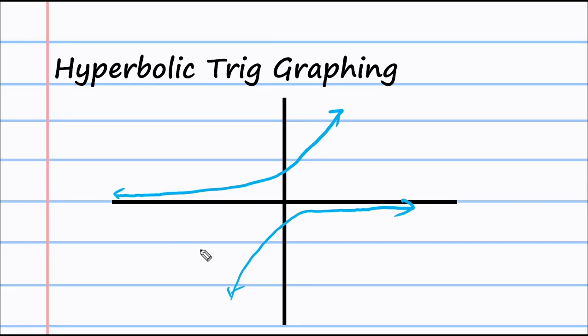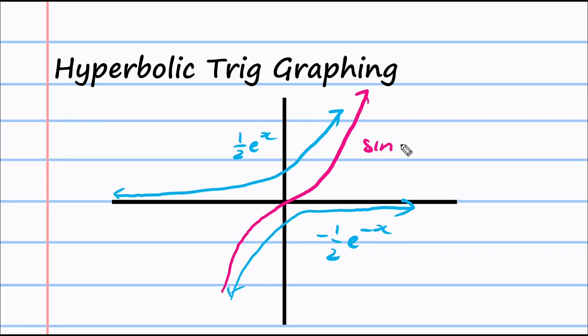All right, so as you can see here, I've drawn two exponential functions. I'm going to draw sinh x afterwards, but right now I've drawn half of e to the negative x, negative half of e to the negative x, and this is half of e to the x. So what sinh x looks like is a little something like this. It almost looks like a regular tangent function, sinh x.